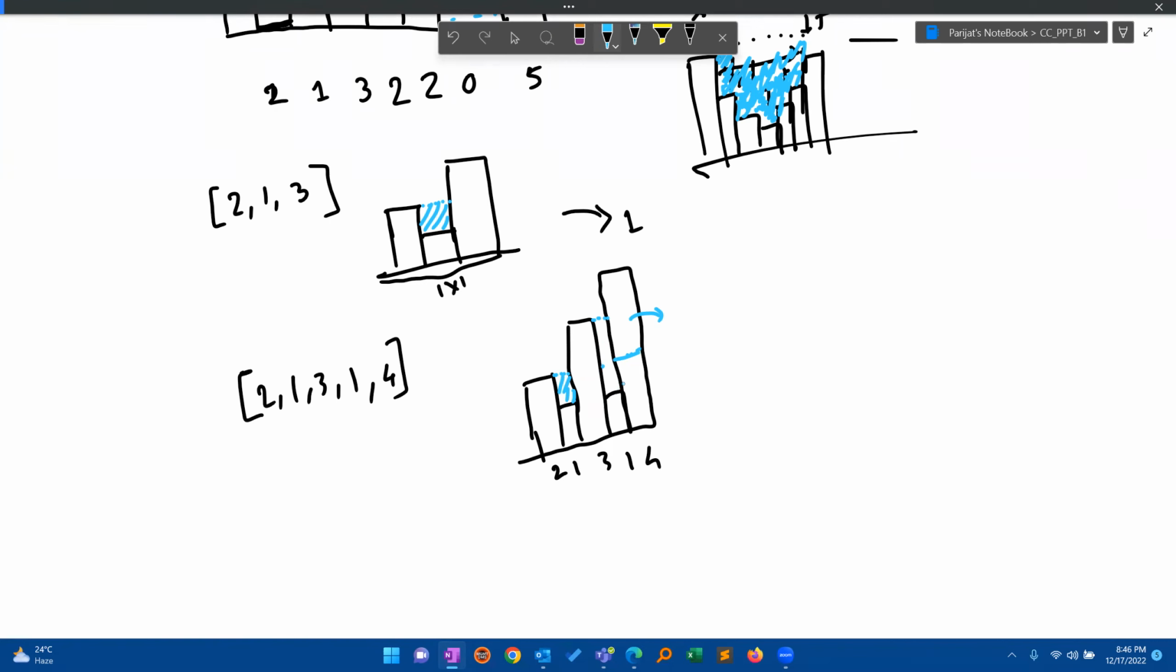So this gives us an idea that we have to have 2 pointers at 2 ends, because at any point of time we have to look at the 2 possible directions. Okay, we have 2 possible directions.